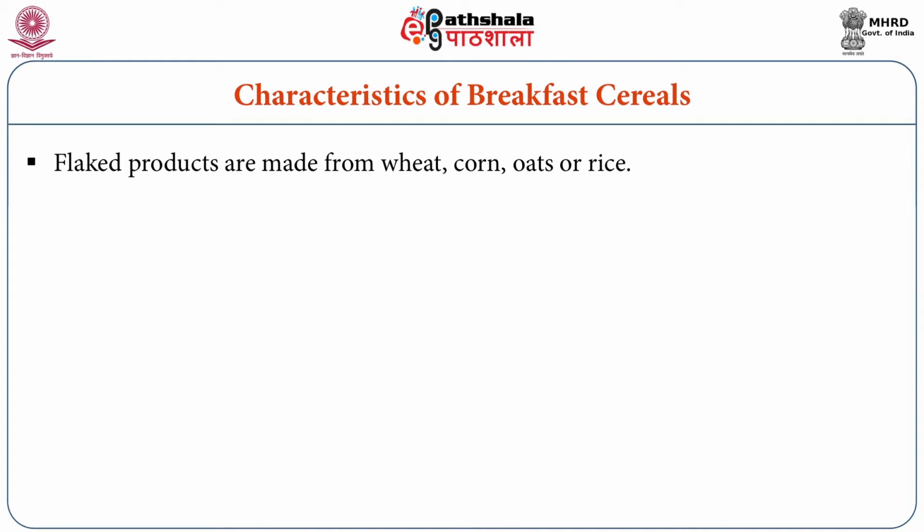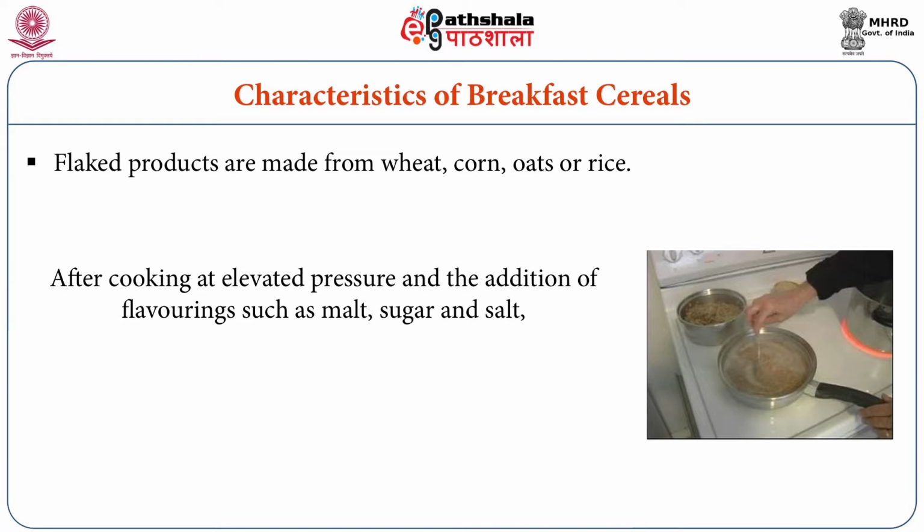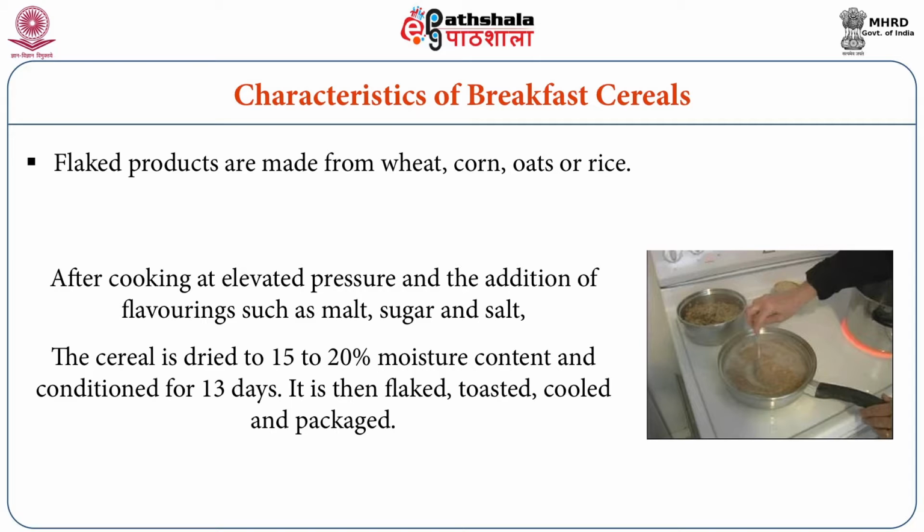Flake products are made from wheat, corn, oat or rice after cooking at elevated pressure and the addition of flavoring such as malt, sugar and salt. Cereal is dried to 15 to 20% moisture content and conditioned for 13 days. It is then flaked, toasted, cooled and packaged.